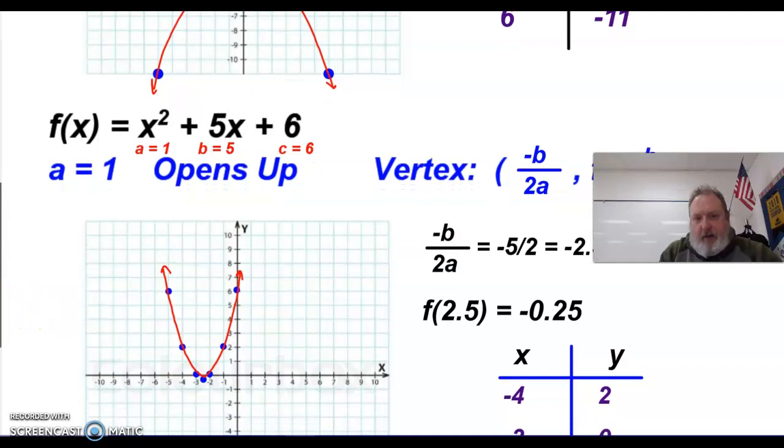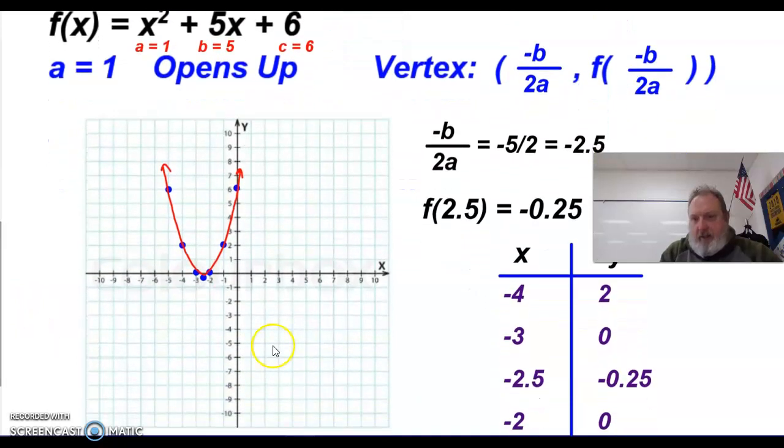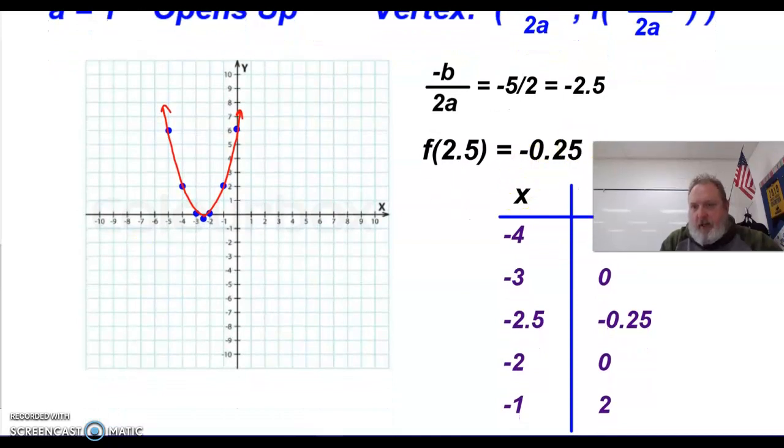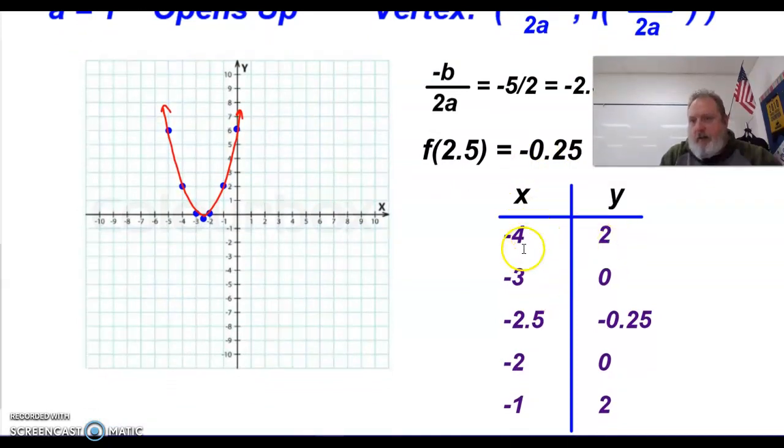And again, I just picked a couple points on either side. So again, here's my vertex. So I went 1 to the left, or a half, basically negative 3, negative 2, and then I went out to negative 4 and negative 1. And there are our points here on our table. So now that I have those 5 points, I can go ahead and graph them.